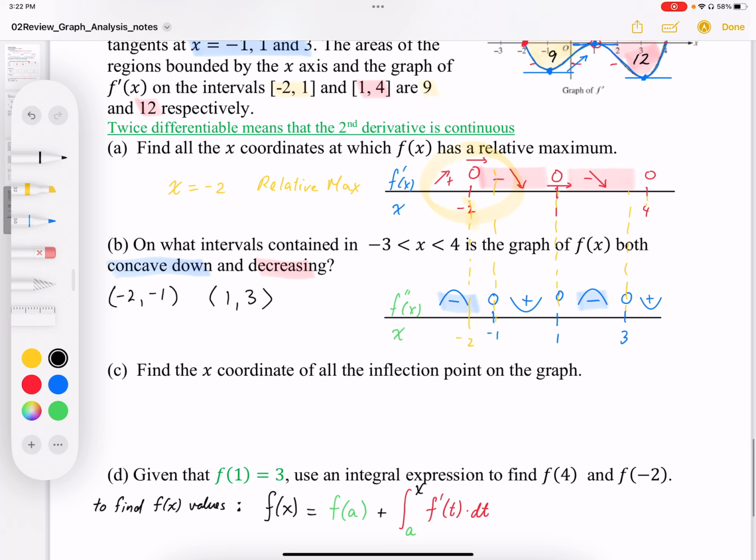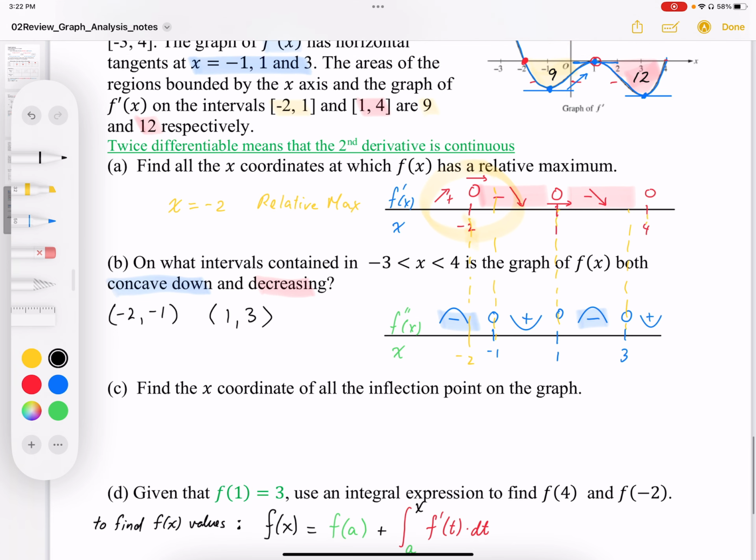Where we find inflection points is where the graph changes concavity. And it looks like we have 3 points which we can check. And in all 3 points, the direction of the concavity changes. So we're going to have inflection points at these coordinates here. So there's an inflection point, there's an inflection point, there's an inflection point. So at x equals -1, +1, and +3, we're going to have points of inflection.